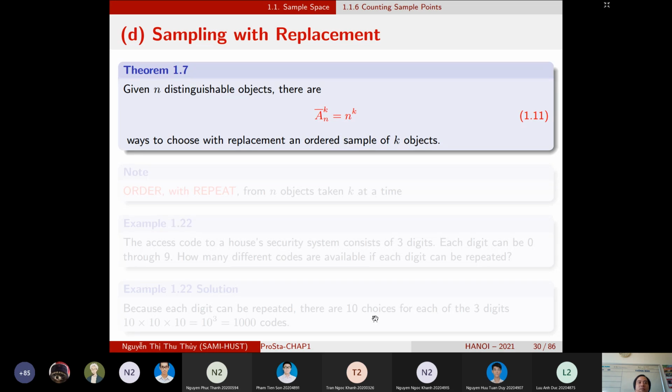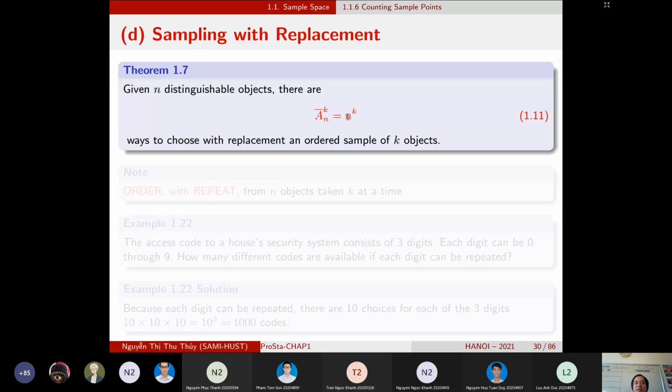Okay, and now we consider sampling with replacement. If we have n different objects, how many ways are there to choose with replacement an ordered sample of k objects? Okay, so we choose object 1 from n objects, we choose object 2 from n objects also, and then we choose the kth object from n objects. So how many ways to do that? It's easy to calculate that. The number is n to the power of k.